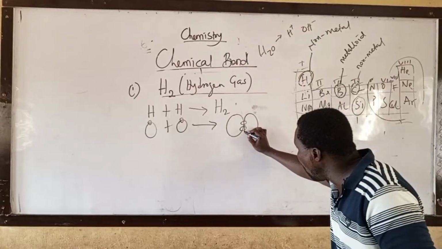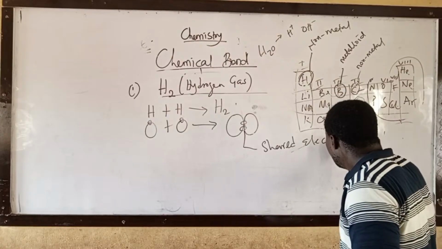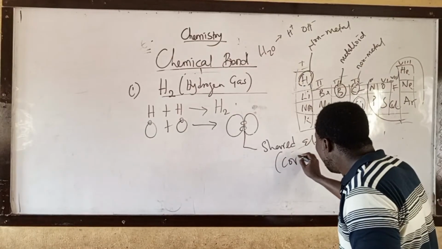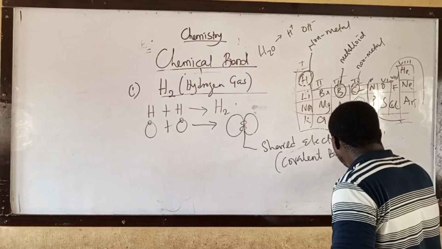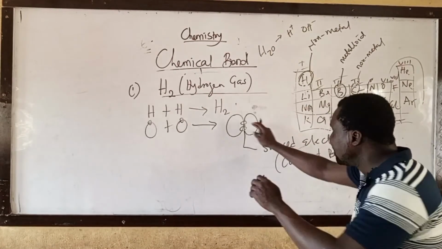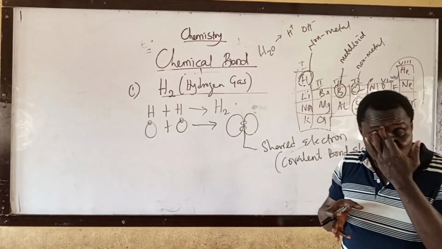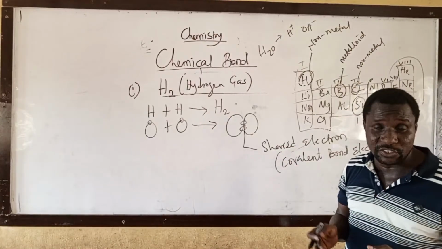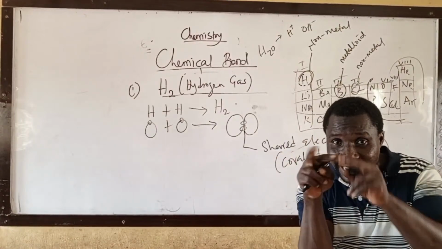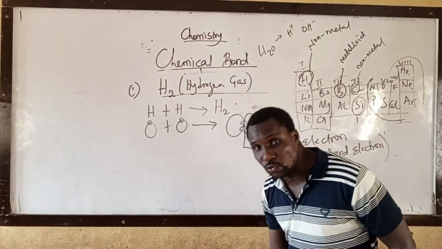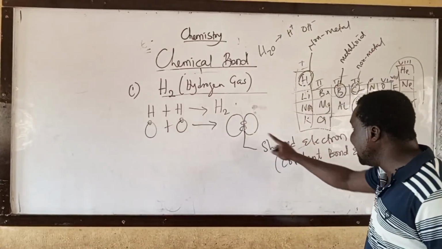Shared electron, or covalent bond electron. Take note. Electron that is being shared is called what? Shared pair electron, or shared electron. Shared pair, pair means two. When you have one thing that has two, a pair of what? Shoe. That means you have two different ones, but a pair. Shared pair electron.